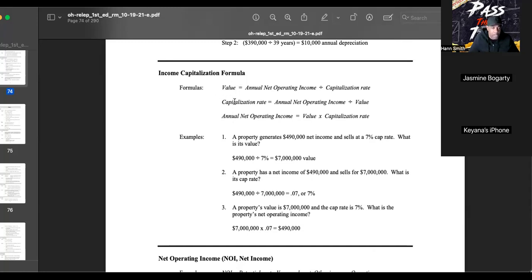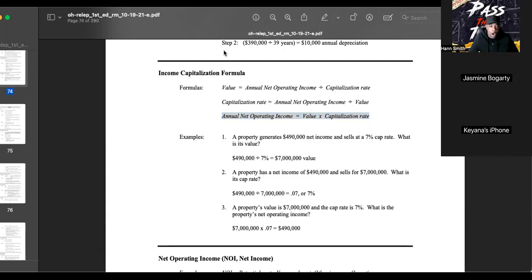There's three formulas that you can use for net operating income capitalization. If you're looking for the value, you use this formula. If you're looking for the capitalization rate, you use this formula. If you're looking for the annual net operating income, you use this formula, right? So they're asking us what's the value of the property. So we're going to use this formula. Value equals annual operating income divided by the capitalization rate.